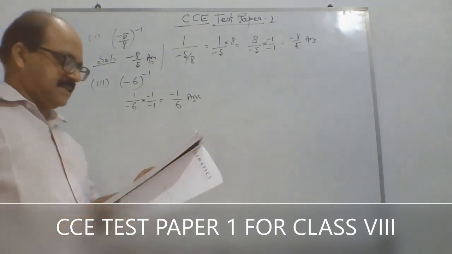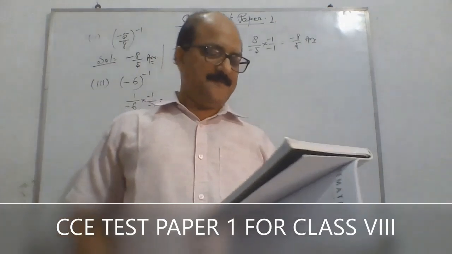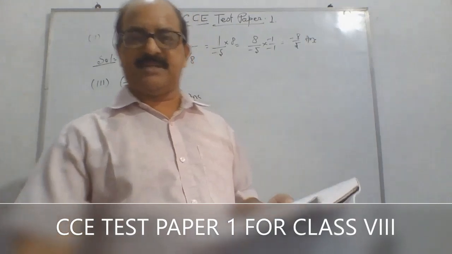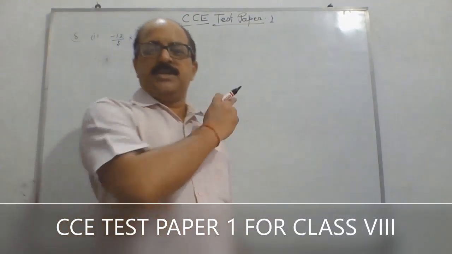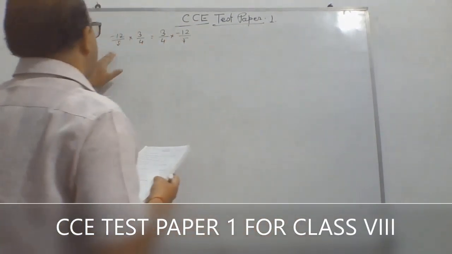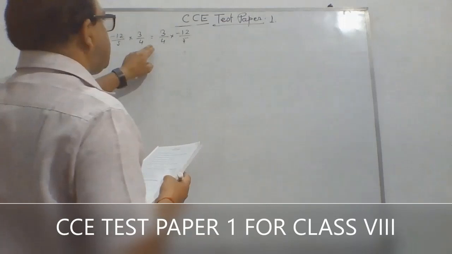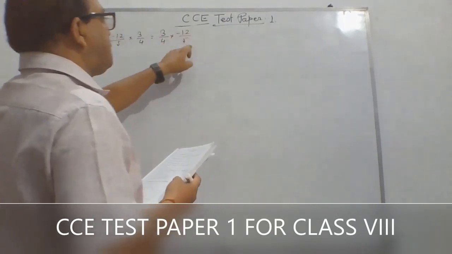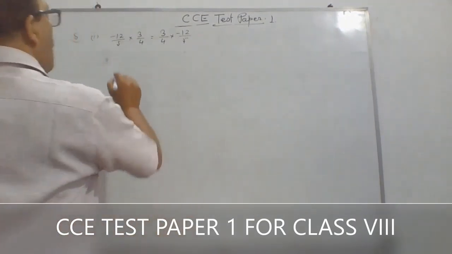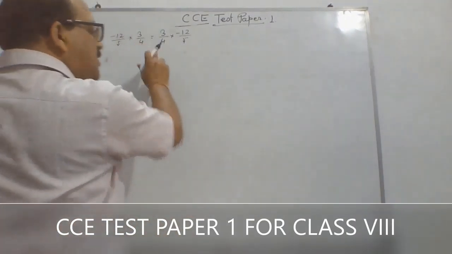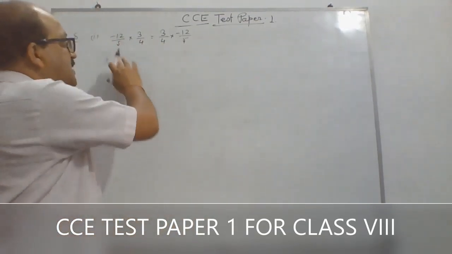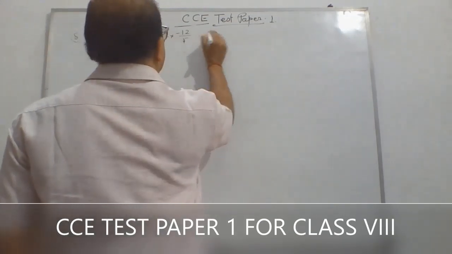In question 8, name the property of multiplication shown by each of the following statements. The question is written: minus 12 by 5 into 3 by 4 is equal to 3 by 4 into minus 12 by 5. In property 1, commutative law of multiplication, where two rational numbers are given and you can arrange them in any order. So this is the commutative law of multiplication.